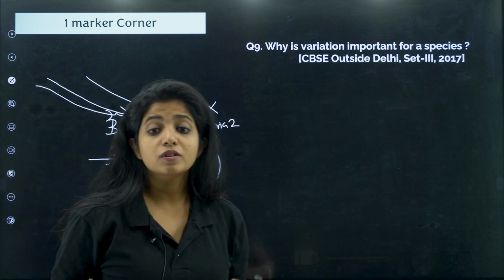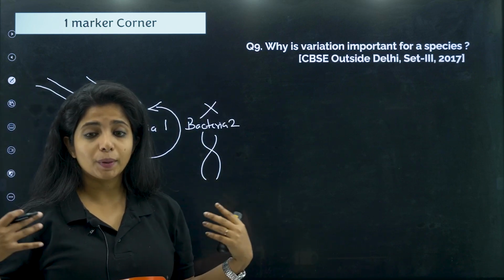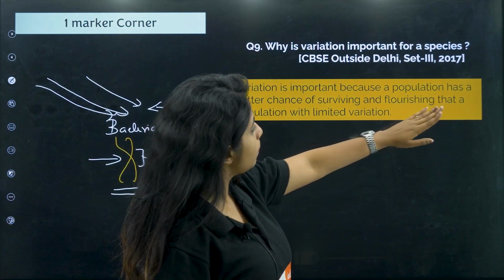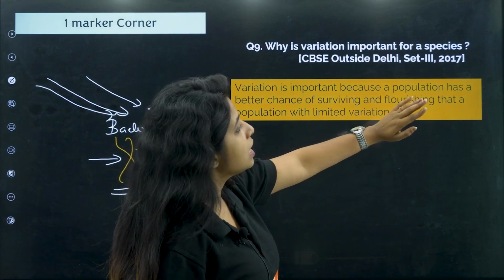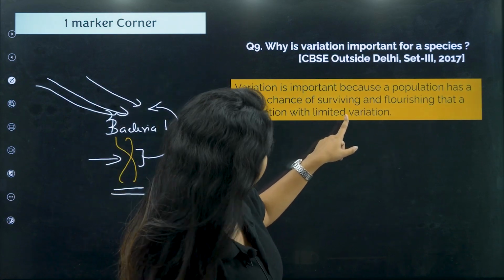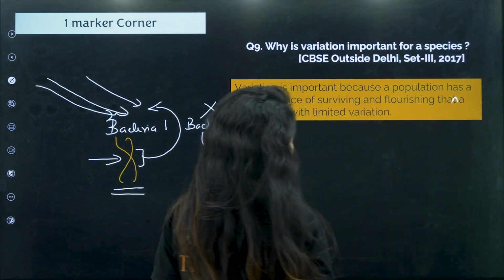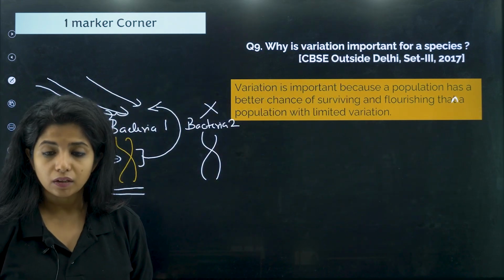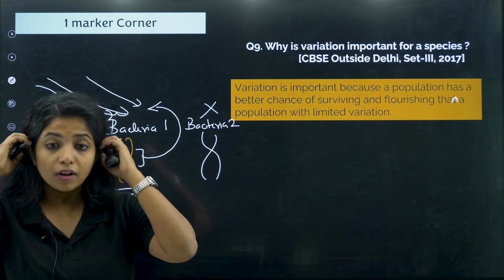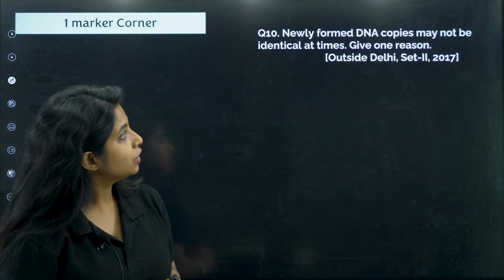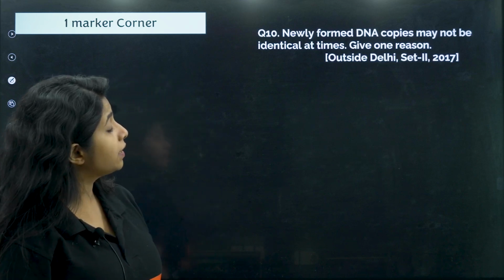Because it might allow survival during unexpected times. The answer is here, read it once. Variation is important because a population has a better chance of surviving and flourishing than a population with limited variation, which is why variations are really important. Cool. Next, newly formed DNA copies may not be identical at times.